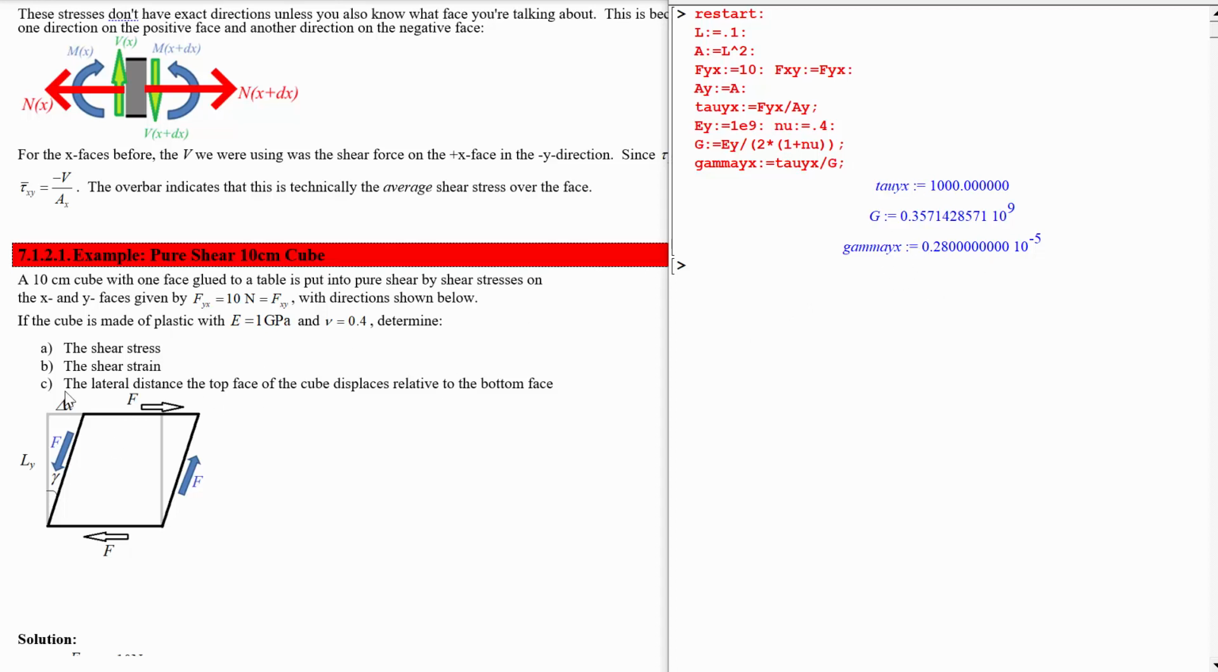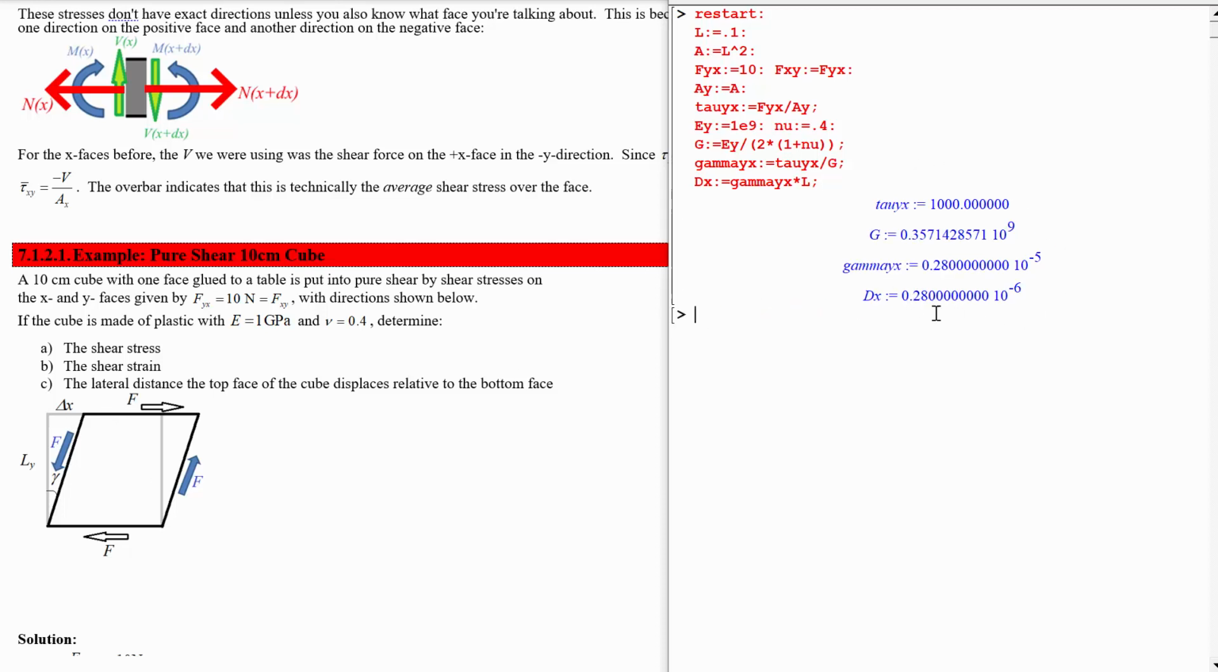All right, so then the lateral distance the top face moves relative to the bottom face, this was equal to this delta x divided by that y displacement. So that means delta x should be equal to gamma yx times L, since gamma yx is equal to delta x divided by L. So if we just take this and multiply it by L, we'll have how far the top surface has moved. Okay, so it's moved by 0.28 microns. So 0.28 micrometers is the displacement of this top surface.